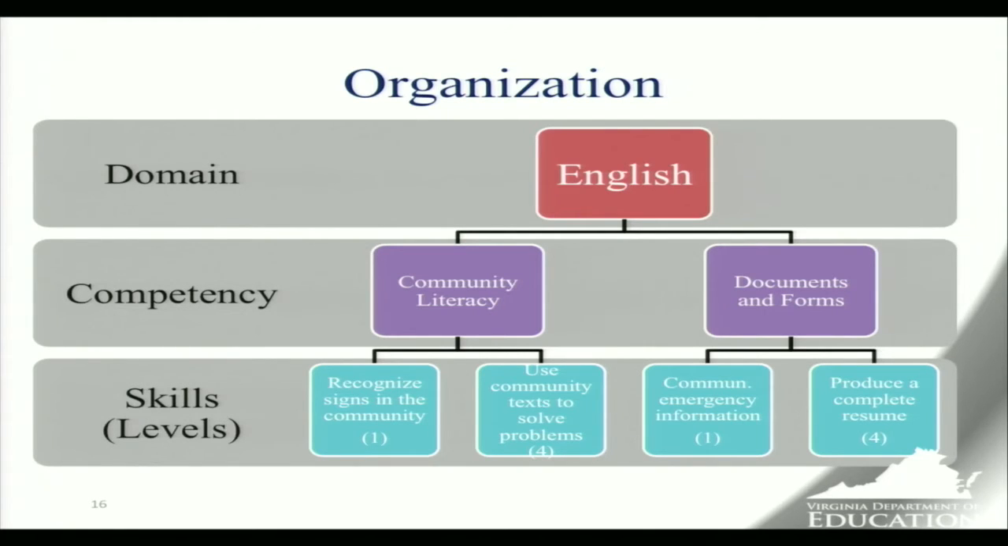This slide shows a graphic that provides a visual example of how the curriculum map is organized. At the top of the screen is a box representing the domain. In this example, the domain is English. Directly below that box are 2 boxes representing competencies within the English domain. These boxes say community literacy and documents and forms. At the bottom of the screen are 4 boxes representing skills. The skills under community literacy are recognize signs in the community, a level 1 skill, and use community text to solve problems, a level 4 skill. The 2 boxes under documents and forms say communicate emergency information, a level 1 skill, and produce a complete resume, which is a level 4 skill.